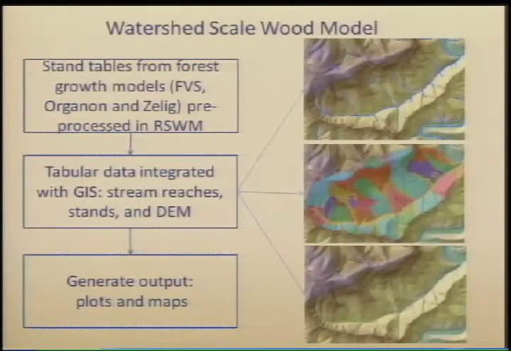So that was the reach scale wood model. Now we're going to go into the watershed scale wood model, which is actually based on the reach scale. We're using the same calculations, the same technology. This is more of a three-step process, and it's a lot more computationally intensive. So I'm taking those same stand tables that I used as input, which could be from FVS, Organon, Zelig, and these are pre-processed in the reach scale. Then we go into the GIS and integrate that tabular data with the stream reaches, with the stand polygons, which is what you see here. These are the streams, and the digital elevation model, the DEM, and generate our output.